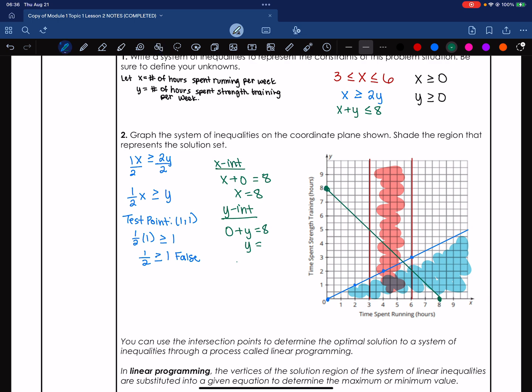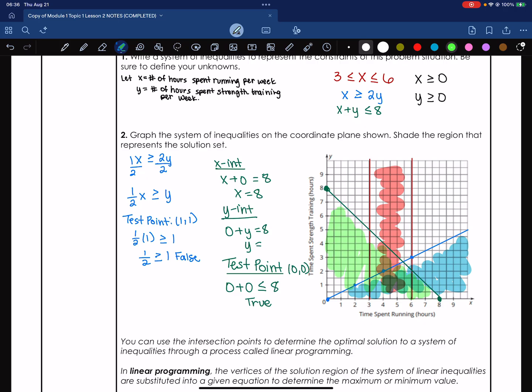Then if I want to figure out where to shade, I do my test point. For this one, I can use 0, 0 because our graph did not go through it. So if I do that for my test point, that would be 0 plus 0 is less than or equal to 8, which is true. So I want to shade the area that contains 0, 0. So that would be below this green line here.